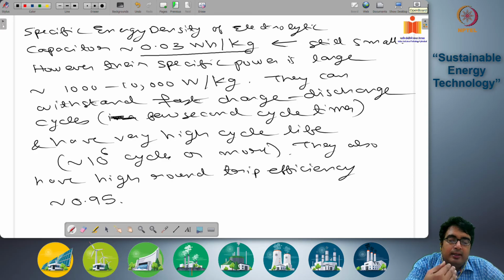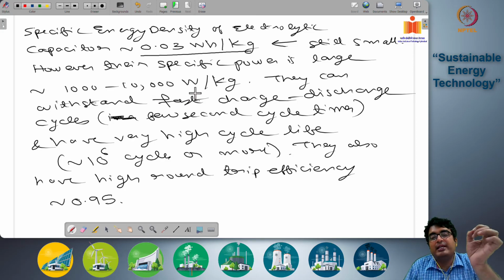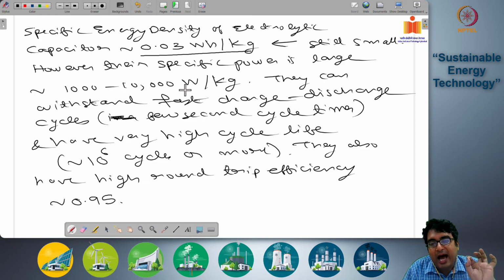However, these types of capacitors can store charge and discharge that energy at very fast rates. So the rate of absorption and the rate of transmission of electrical energy is very fast. So the specific power, that is the rate at which it is transmitting this energy back to the system which needs it, is quite large. It's around 1000 to 10,000 watts per kg. So if you need small amounts of energy but at high powers, then this kind of capacitor is very good.